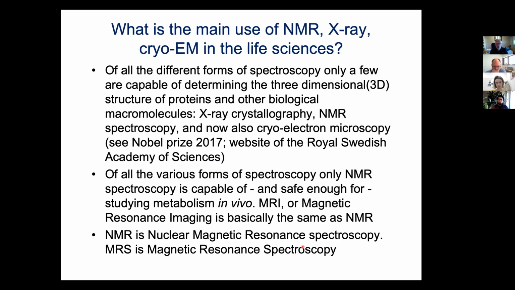So what is then the main use of NMR, X-ray, and cryo-EM in the life sciences? And of course, as a protein person, I'm biased, because of all the techniques that we know, we really only have three techniques that allow us to determine the three-dimensional structure of proteins. And those are X-ray crystallography, NMR spectroscopy, and more recently, also cryo-electron microscopy.